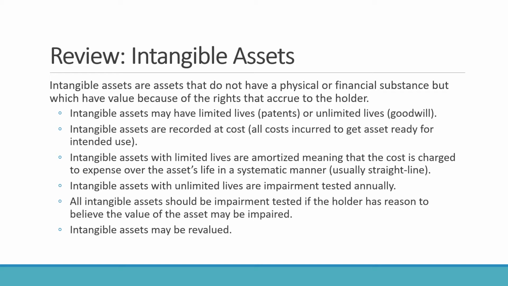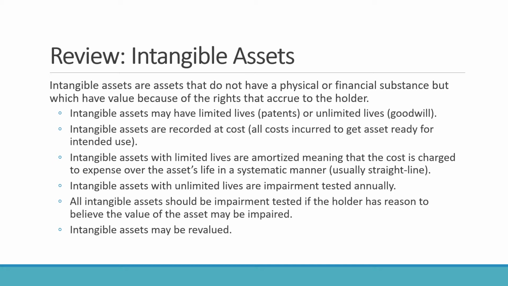Some intangible assets have limited lives, such as patents, or unlimited lives, such as goodwill. Patents are valid for a specific period of time, and in a lot of cases, let's say the patent might have a useful life of 20 years, but it's going to be obsolete within 5, so we would use 5 years as the useful life for that patent.